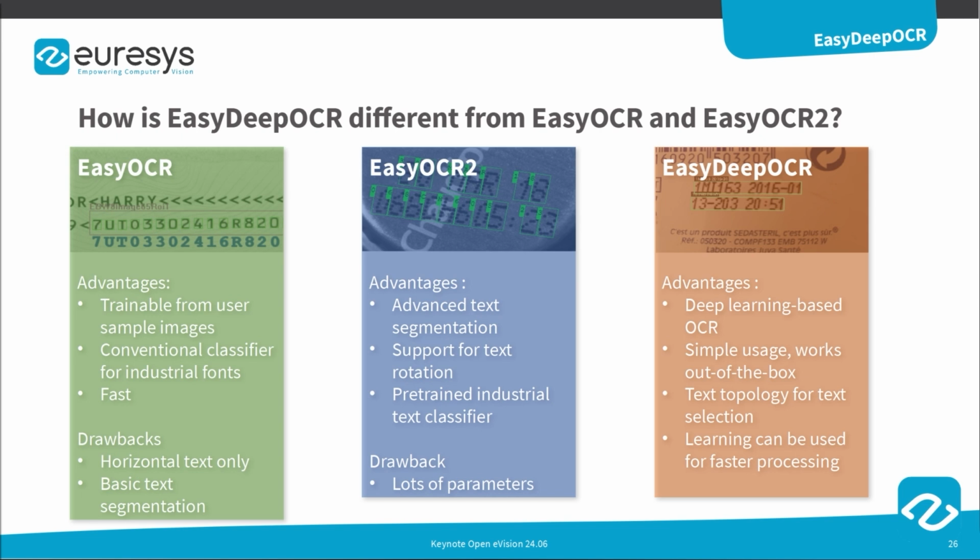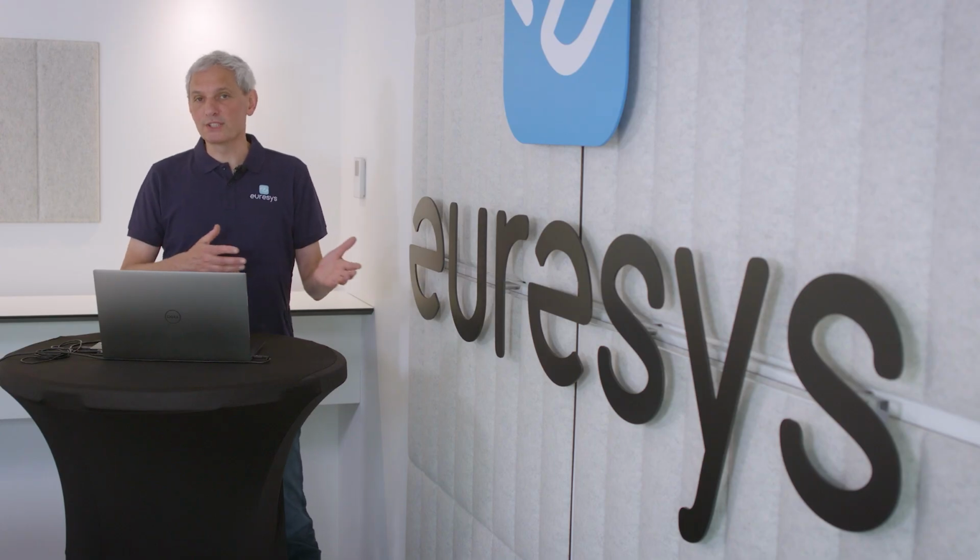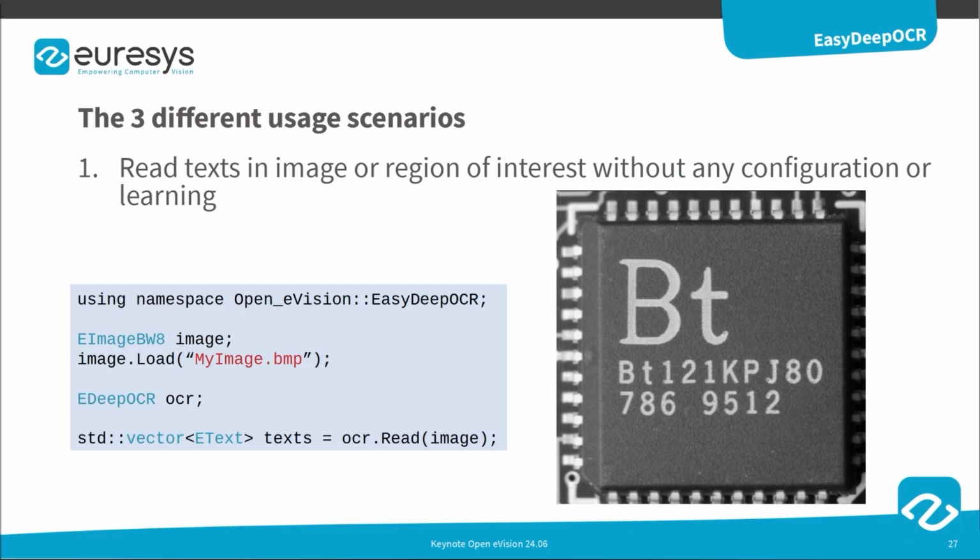EasyOCR lately is a deep learning based OCR. It's really simple to use and works out of the box, as we will demonstrate later. You can use a text topology to select the text you want to read, and there is a learning process to speed up the processing of EasyDeepOCR. We basically define three different scenarios for EasyDeepOCR. The first one is the simplest one. It's just that: read an image or region of interest without any configuration or learning.